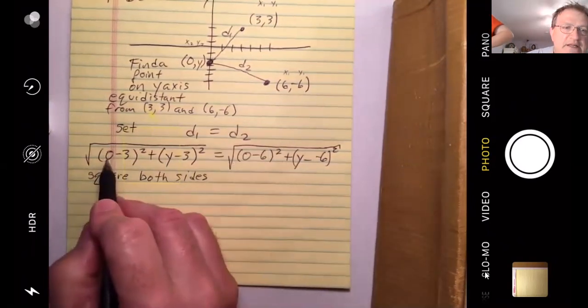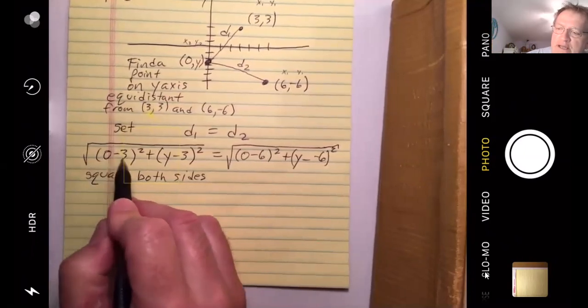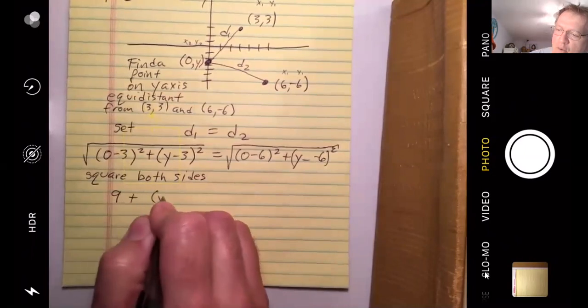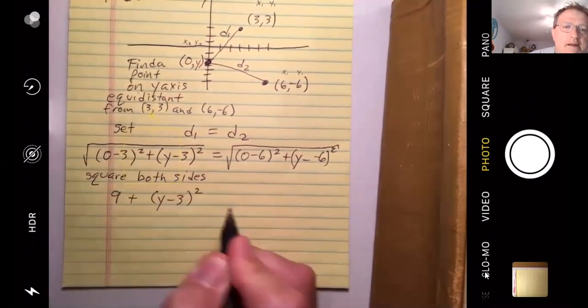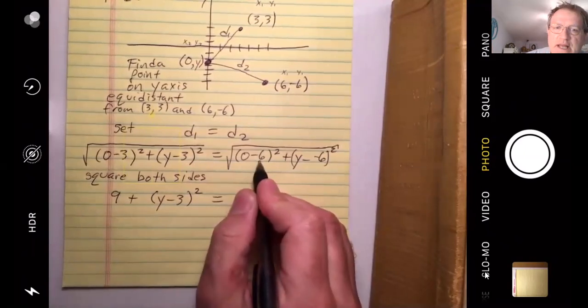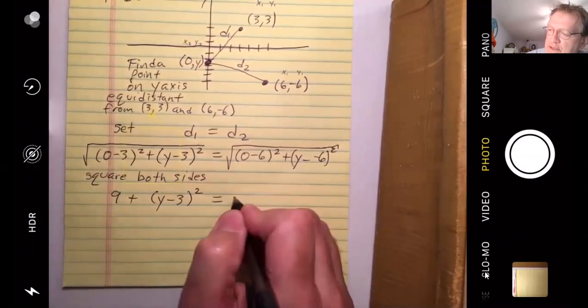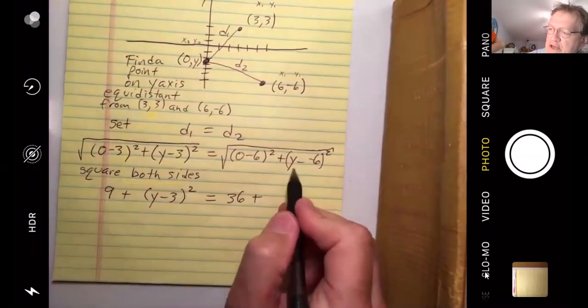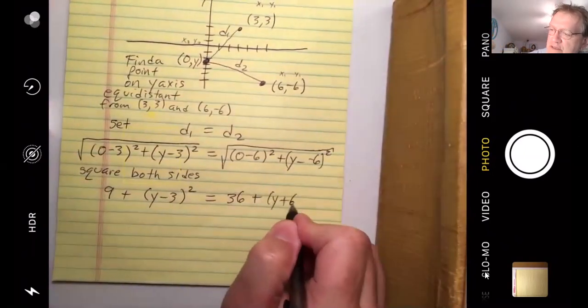This is a nice, easy thing. 0 minus 3 is negative 3, and squared is 9, plus y minus 3 squared. On this side, you can call 0 minus negative 6, a negative 6 squared is 36, plus, and the two negatives here make that y plus 6 squared.